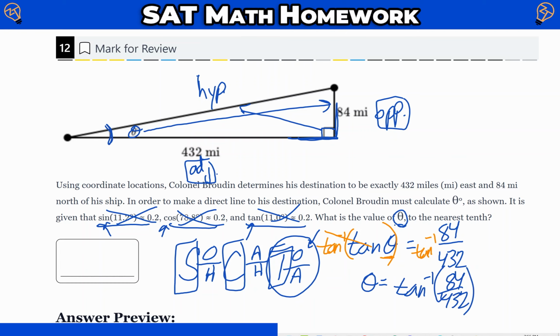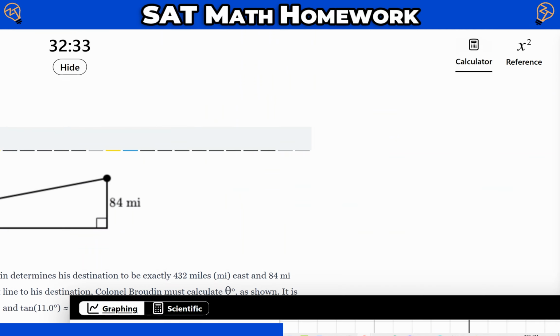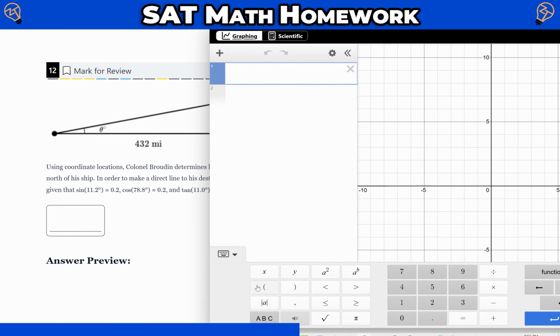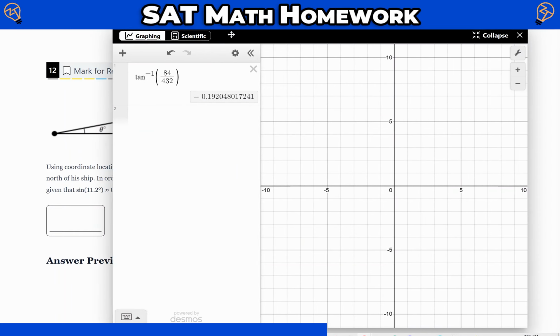So now let's go ahead and put this into the calculator. We'll go to Desmos. Obviously, you can use your own calculator if you want. And I'm going to click on the keyboard down here in the lower left corner and then click on functions and we'll choose inverse tan. And I'll do 84/432. Now, you notice this 0.19.